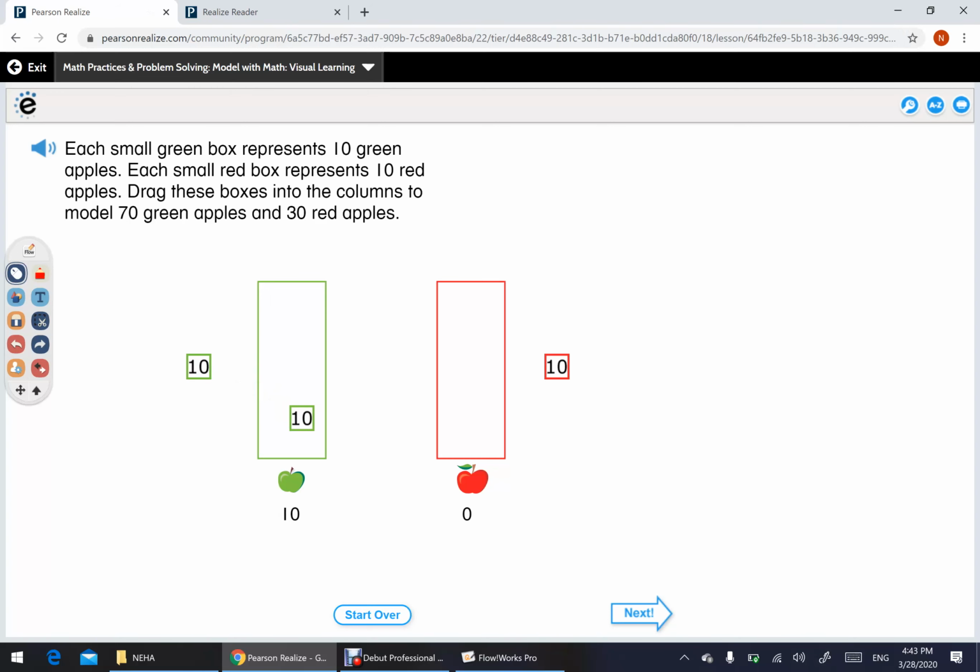10, 20, 30, 40, 50, 60, 70. Excellent. And how many red apples? Very good. 30 red apples. So we'll count by tens, okay? All of you with me. 10, 20, 30. You see? This is what we have to do. 70 green apples and 30 red apples.